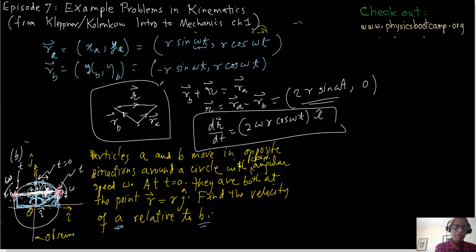A lot of relative velocity problems can be solved if you can construct this triangle of vectors correctly. Okay, so I'm going to stop my solution now, and I'll move to another problem that uses relative velocity.